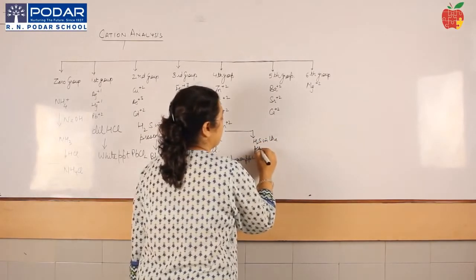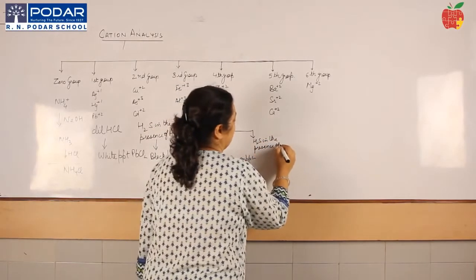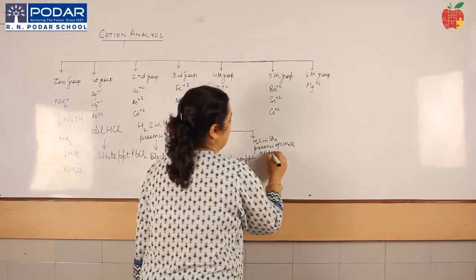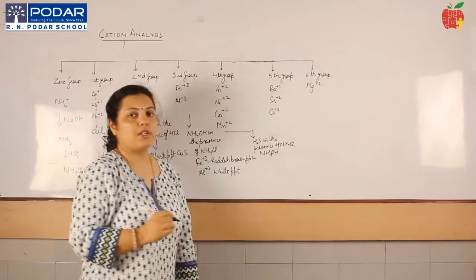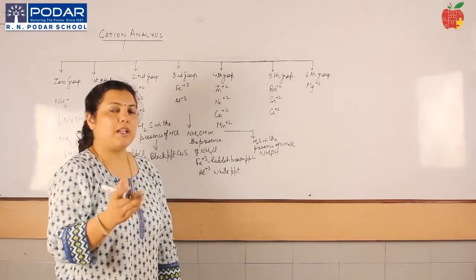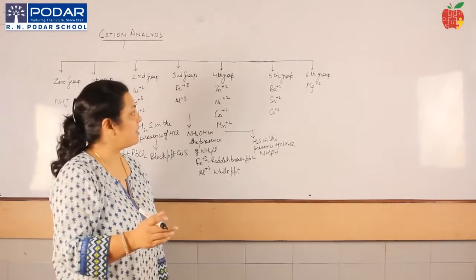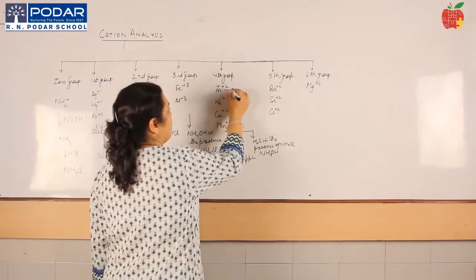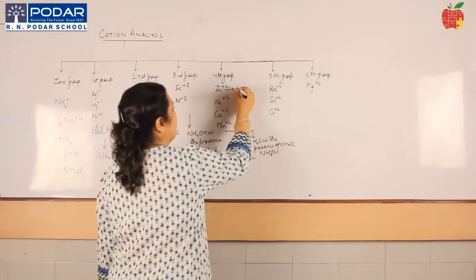in the presence of NH4Cl and NH4OH. Again, what you will do is you will take the salt solution, you will add ammonium chloride to it till it smells of ammonia, and then you will add ammonium hydroxide, and after that you will pass your H2S gas. For zinc you will get a white PPT.